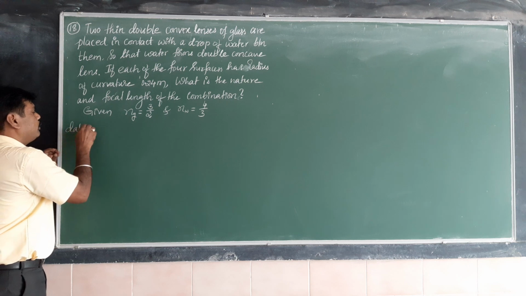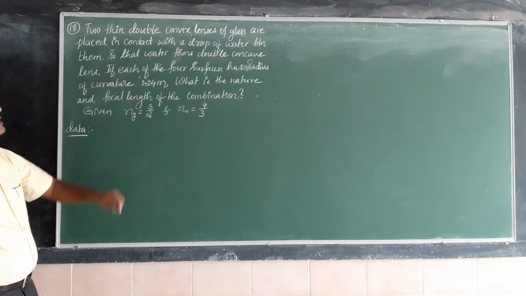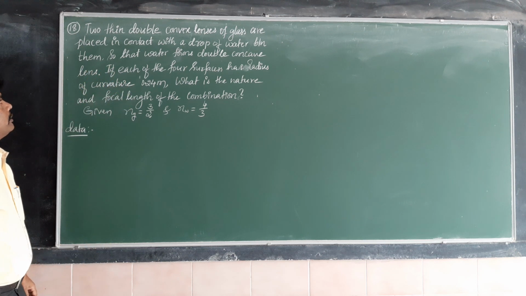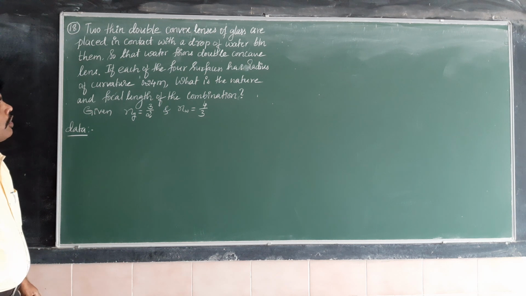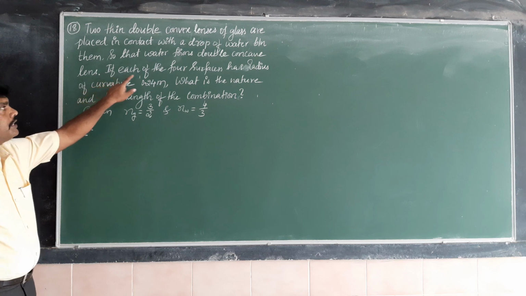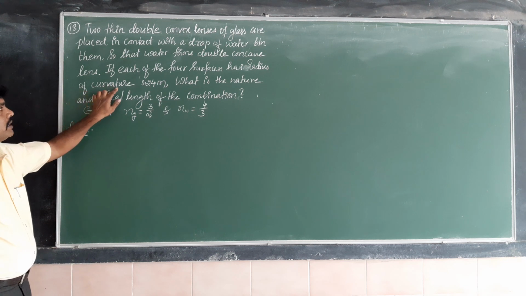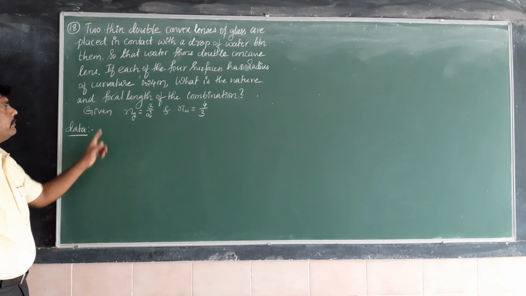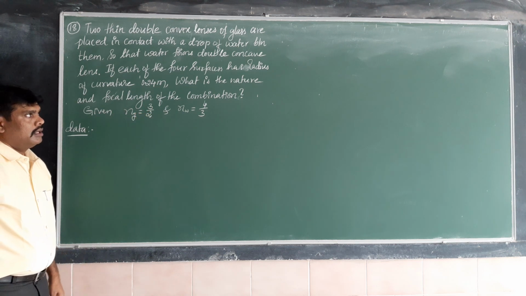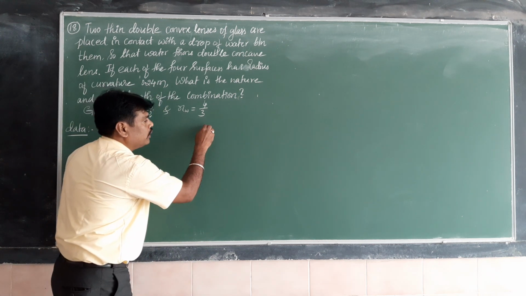In problem number 18, first of all I want to read this problem. Two thin double convex lenses of glass are placed in contact with a drop of water between them so that water forms a double concave lens. If each of the four surfaces has a radius of curvature 0.24 meter, what is the nature and focal length of the combination? To understand this problem, first of all, we have to draw the diagram of the convex lenses.